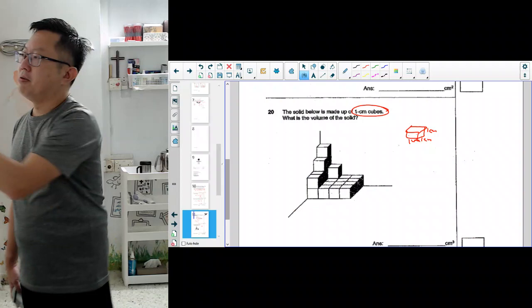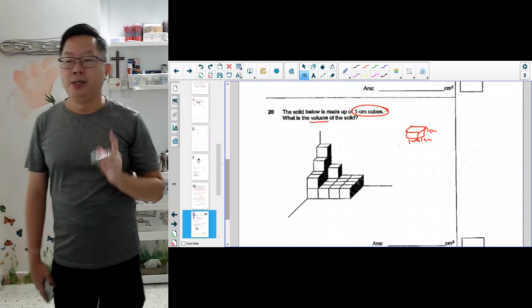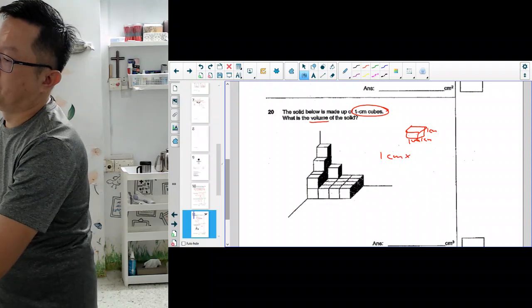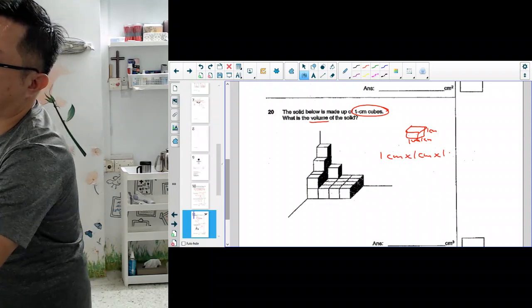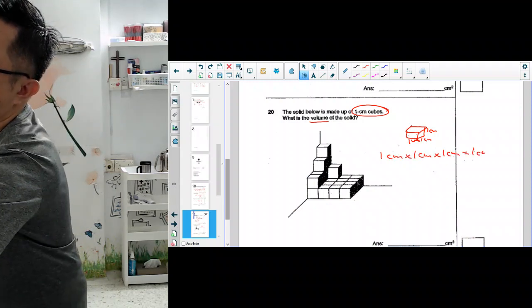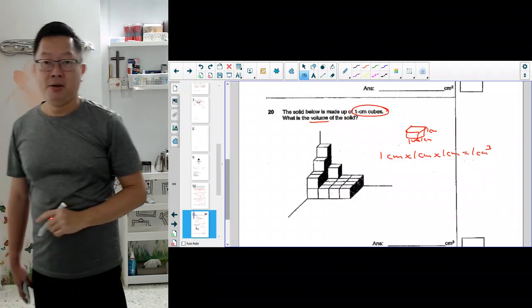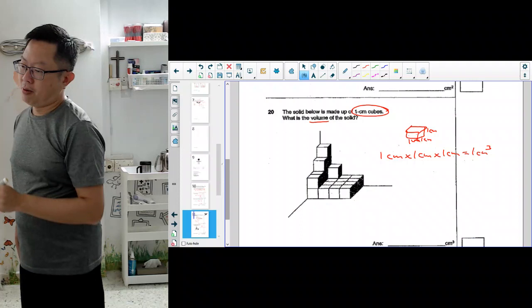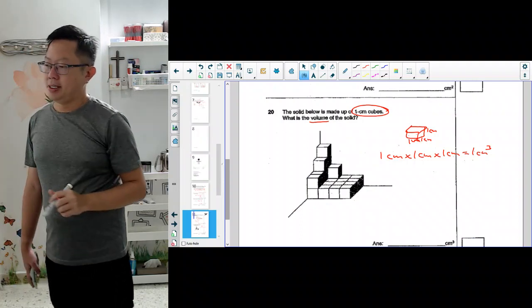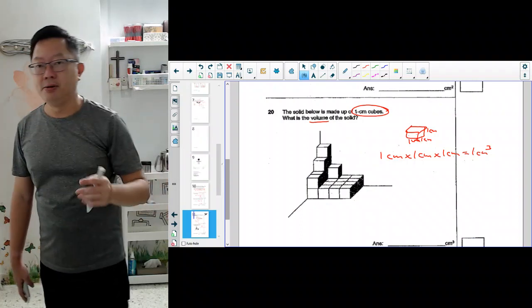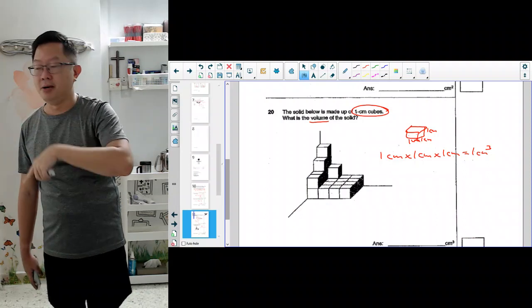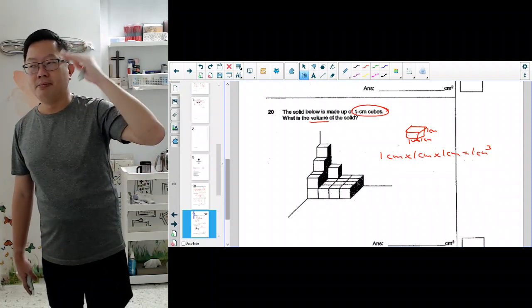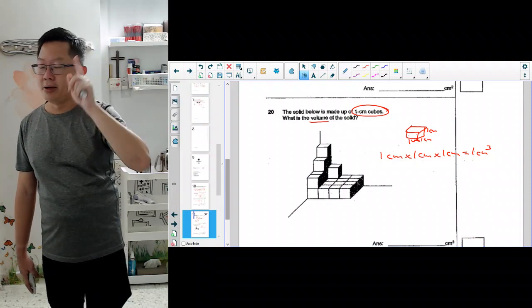So if you're asked to find the volume of the solid, you will need to know what is the volume of 1 cube. So the volume of 1 cube will be 1 times 1 times 1, which is 1 cm cube. So what is the volume of the solid? Then you need to count how many cubes are there. So like what I mentioned in the early lesson, what is the better way to count the cubes? You count column by column, right, column. You can count layers as well. But if you count layers, if you find it's a bit hard, then you can count columns.